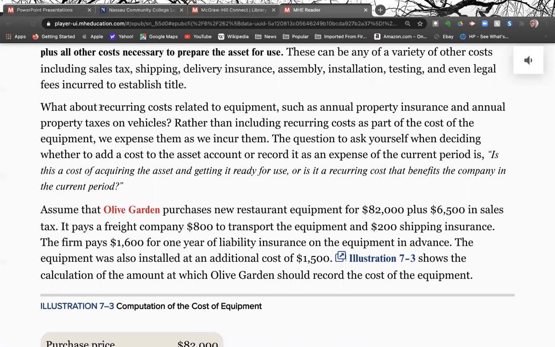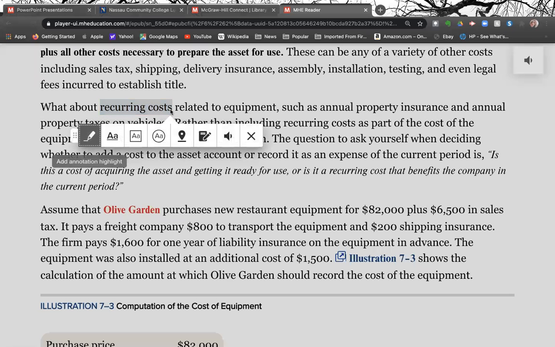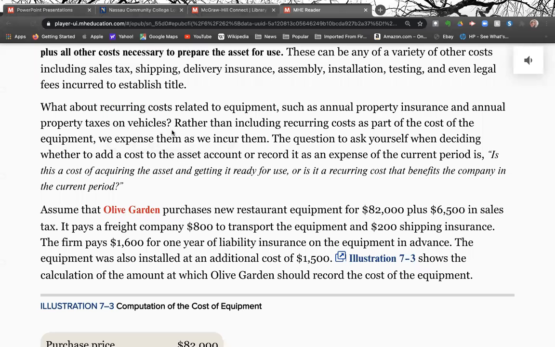Now, what about recurring costs? Recurring, things that happen all the time, every year. Property taxes, insurance. Right? Because they're recurring costs, they're expenses. So they tell you here, the question to ask yourself when deciding whether to add a cost to the asset account or record it as an expense is: is this a cost of acquiring the asset and getting it ready for use? Or is it a recurring cost that benefits the company in the current period?